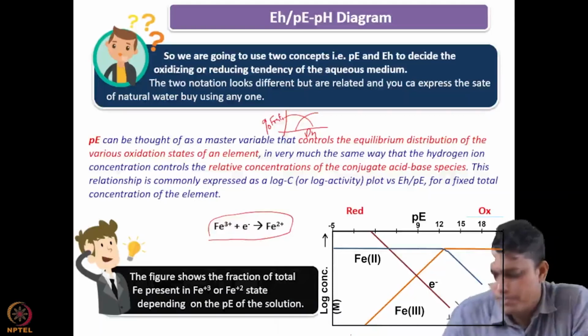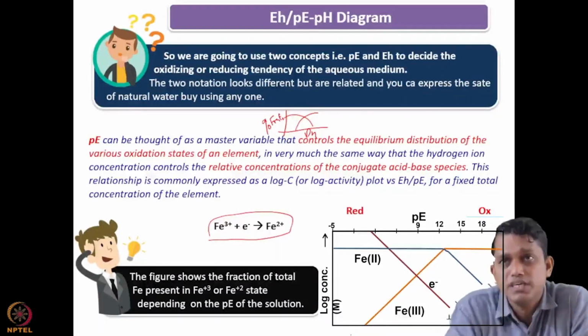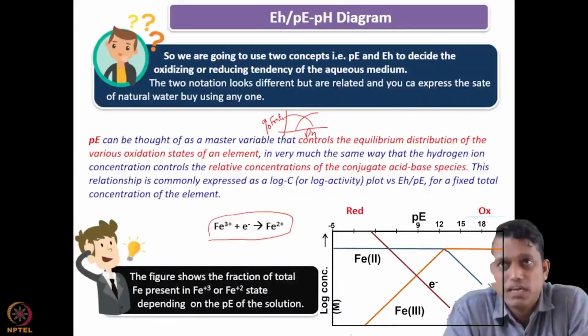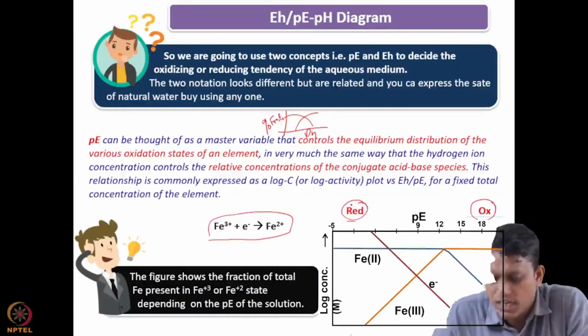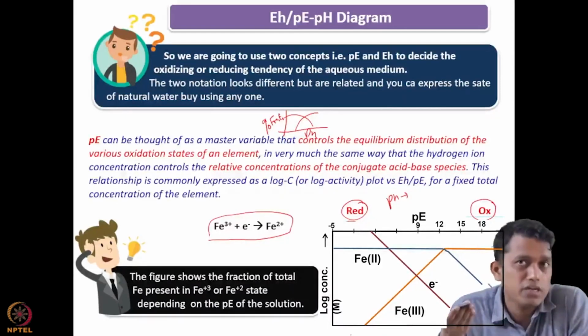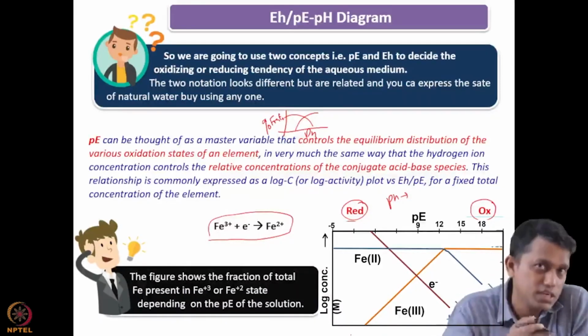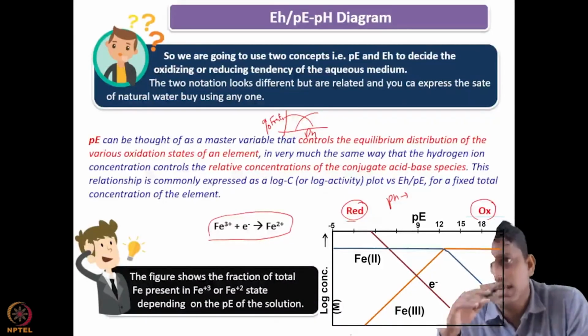What will happen when your PE value is on the higher side? When your PE value is on the higher side, these conditions are oxidizing in nature. When your PE values are on the lower side, the conditions are reducing in nature. It is just like pH. When your pH value is on the higher side, it means less proton availability. When your pH value is on the lower side, more proton availability. Similarly, when your PE is on the lower side, more electron availability. And when your PE is on the higher side, less electron availability.